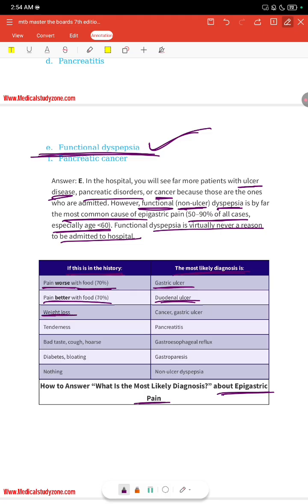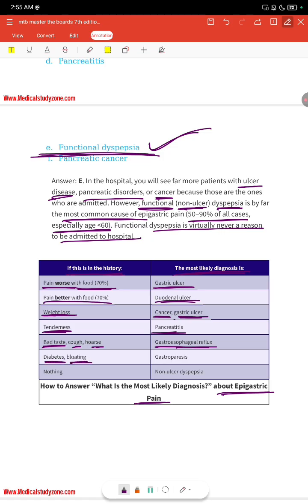If there is weight loss, significant weight loss, it can be due to cancer, malignancy, or gastric ulcer. Maybe the patient is not eating very well due to the problem of gastric ulcer. Tenderness, if there is some tenderness, it can denote pancreatitis. Bad taste, cough, hoarseness. So these symptoms indicate that the patient might be having GERD.